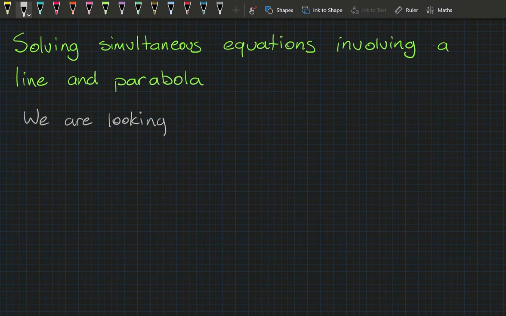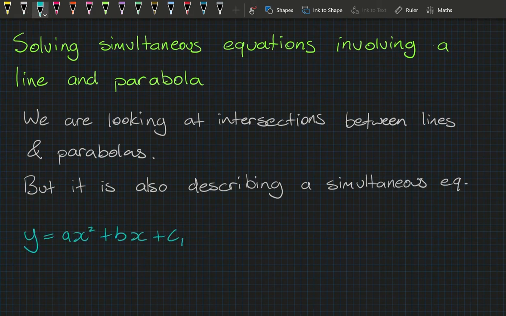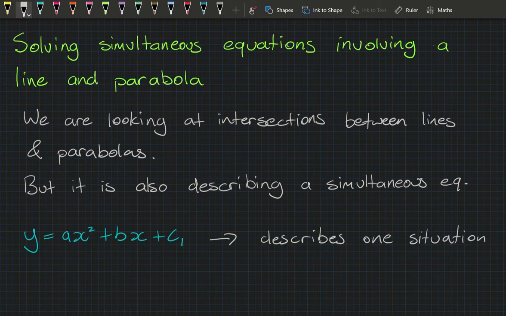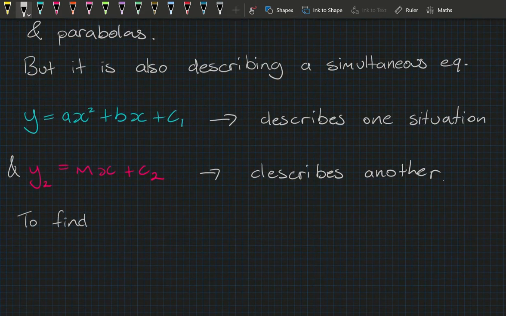Yes, we're looking at intersections between lines and parabolas, but it's also describing a simultaneous equation. Now, y equals a times x squared plus bx plus c1 might describe one situation, and y2 equal to mx plus c2 might be describing another situation. And to find where they're equal, we could use either a graph or algebra.